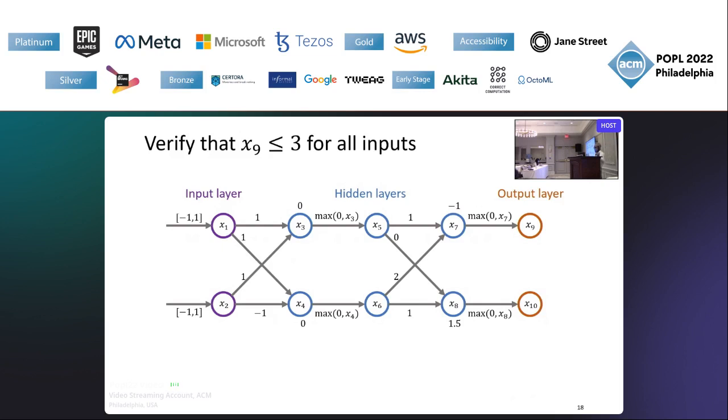Here, somebody has decided that if my output x9 exceeds 3, the world will collapse or the sun may burn out, right? So I want to really prove that when my inputs x1 and x2 are between -1 and 1, the output should not exceed 3. And that's what I want to prove. This neural network has 2 affine transformations at these layers, computing x3, x4, and x7, x8, and you have 2 ReLU layers, which are given on the edges.